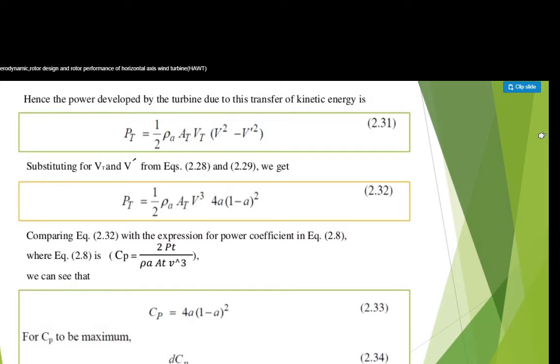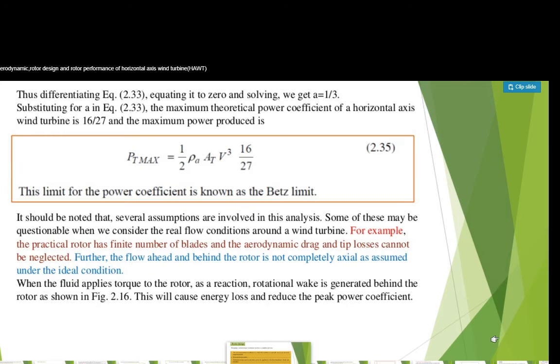So whenever we look at the formula, there is the Cp, the coefficient. Comparing the expression for the power coefficient and putting these values, Cp is equal to 2 Pt upon rho At V cube, we can see that Cp is equal to 4a (1 minus a) whole square. For maximum Cp, dCp upon da is equal to 0.